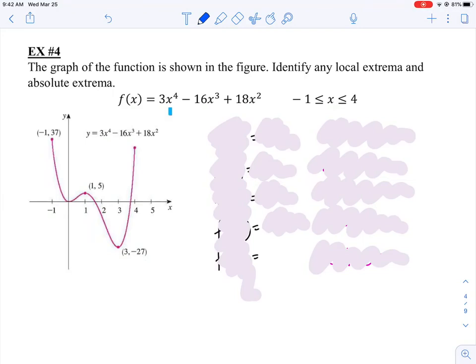Okay, here's example 4 from section 4.1. It gives us a graph of the function 3x to the fourth minus 16x cubed plus 18x squared on the interval from -1 to 4. And it asks us to identify any local extrema or absolute extrema.